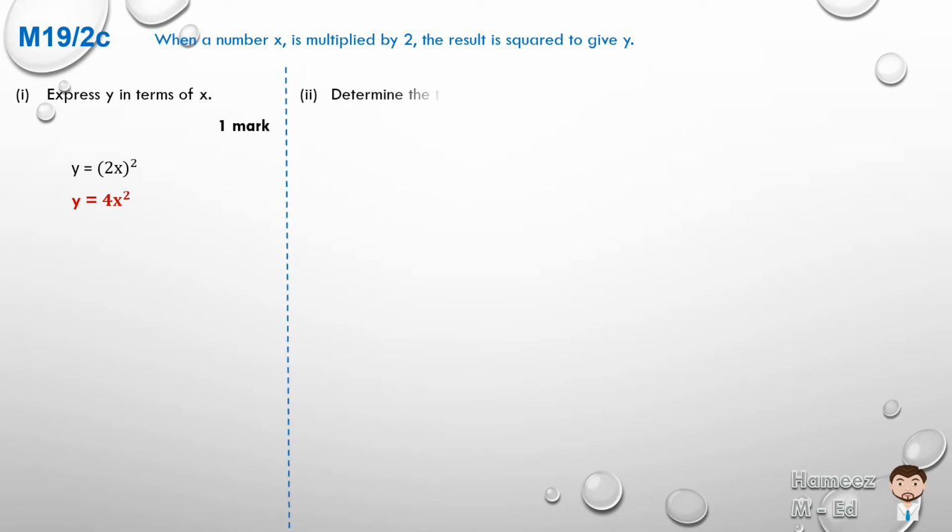Part 2. Determine the two values of x that satisfy y is equal to x, which is a straight line, and the equation in C part 1, which is a quadratic. So when a straight line intersects a quadratic and there are two values of x, it means there are 2 points of intersection. So it's like saying, let's solve the pair of simultaneous equations.